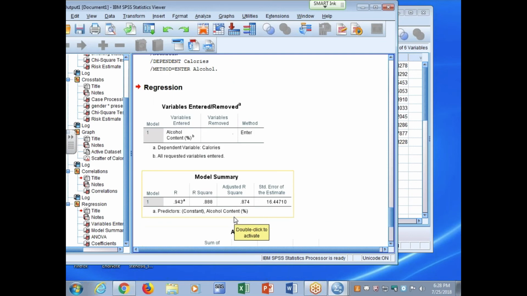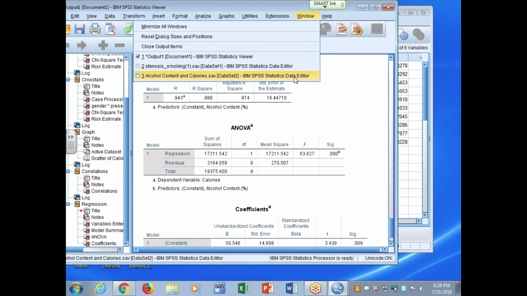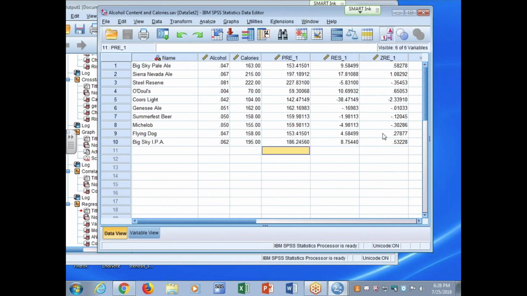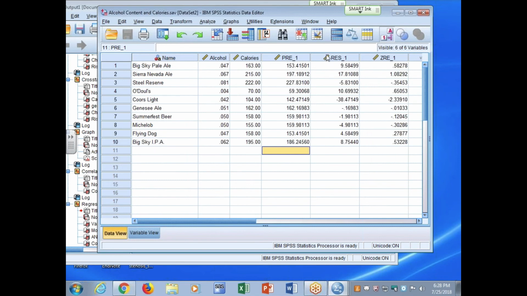And in fact, if I don't really want to calculate all this, remember I checked off predicted values and residuals. I could go up to my data window and see it over here. Here are my predicted values and my residual values. So what does that mean? That means for Big Sky Pale Ale, which has 4.7% alcohol, or 0.047, times 2188, plus 50 comes out to be 153 calories. And that's what our formula predicted. What does it really have? It really has 163. Our residual, or our error, was 9.